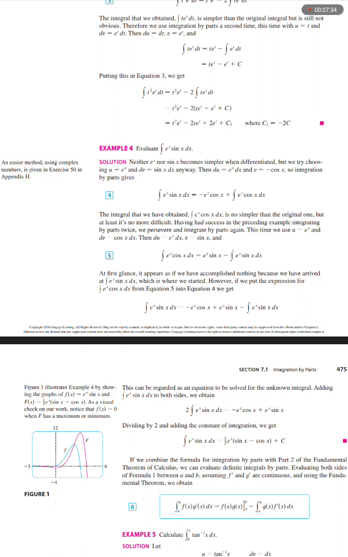Having had success in the preceding example integrating by parts twice, we persevere and integrate by parts again. This time we use u equals e to the power x and dv equals cosine x dx. Then du equals e to the power x dx, v equals sine x, and equation 5, the integral of e to the power x cosine x dx equals e to the power x sine x minus the integral of e to the power x sine x dx.